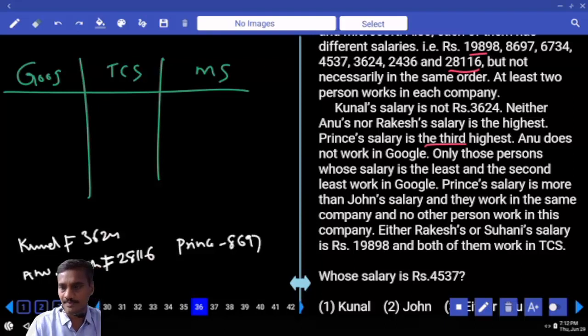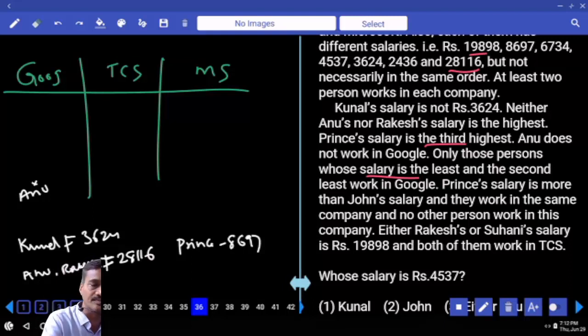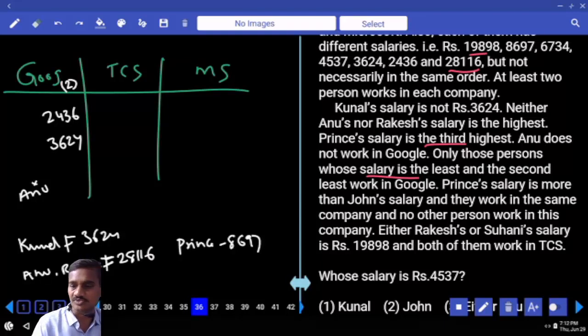And in the same way, Anu does not work in Google. Anu cannot be here. Only those persons whose salary is the lowest and the second lowest are working in Google. Who are the persons working here? Google, how many? Only 2. And who are those 2? Lowest and the second lowest. And the lowest numbers are 2436 and 3624. Only these 2 persons are working in Google.